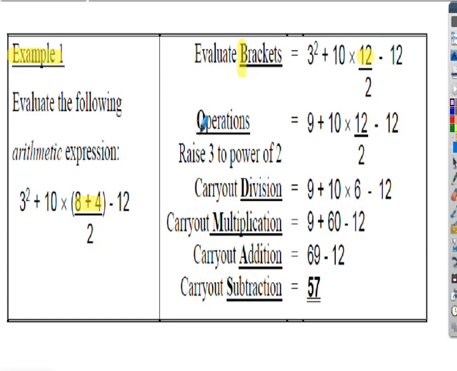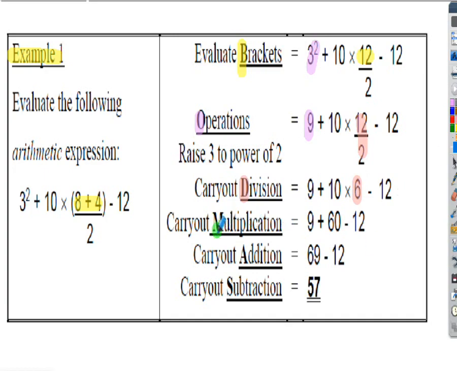The next precedent is operations. Do we have any operations? Operations being things like squared, cubes, that kind of thing. And yes, we have a squared term here. We have 3 squared, so that becomes 9. Next precedent is division. Is there any division to undertake within our calculation? Yes, there is. We have the 12 divided by 2. 12 divided by 2 is 6.